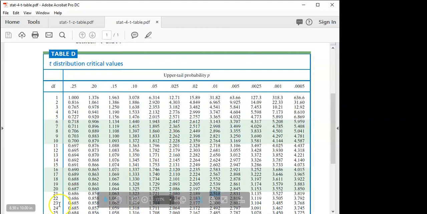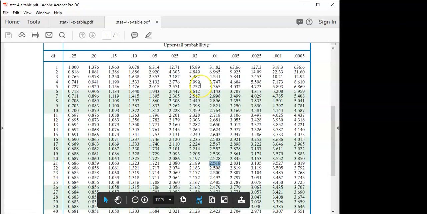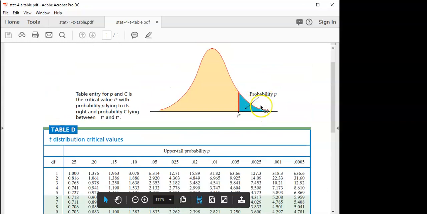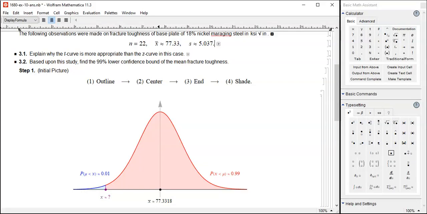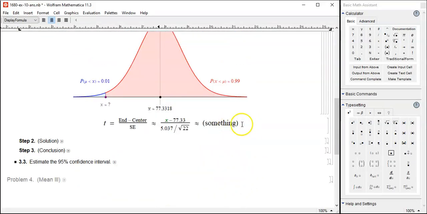Degree of freedom is 22 minus 1, 21. So here in this row. And the shaded probability here is 1%. It's 2.518. So there you go. 2.518.